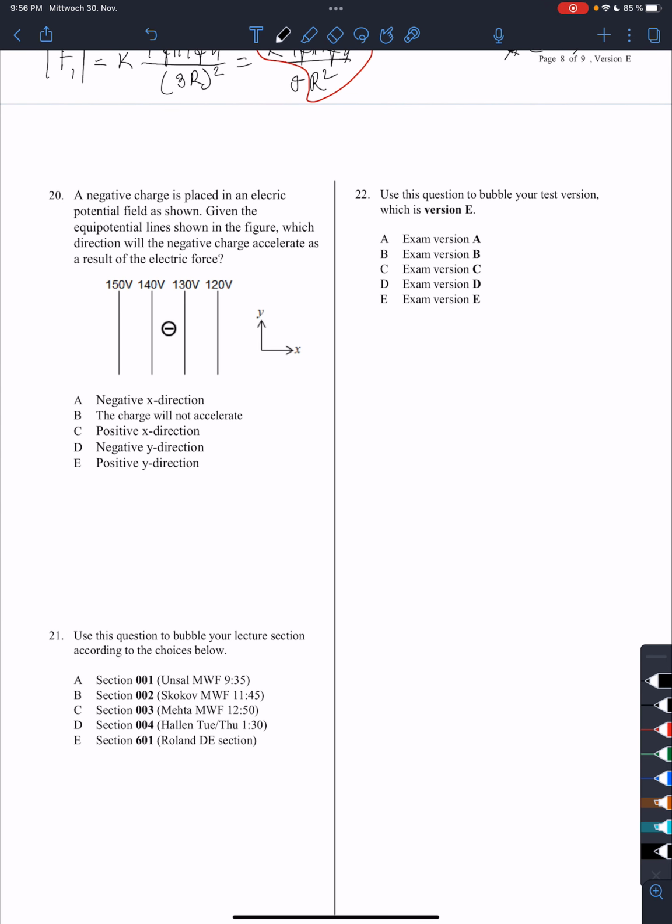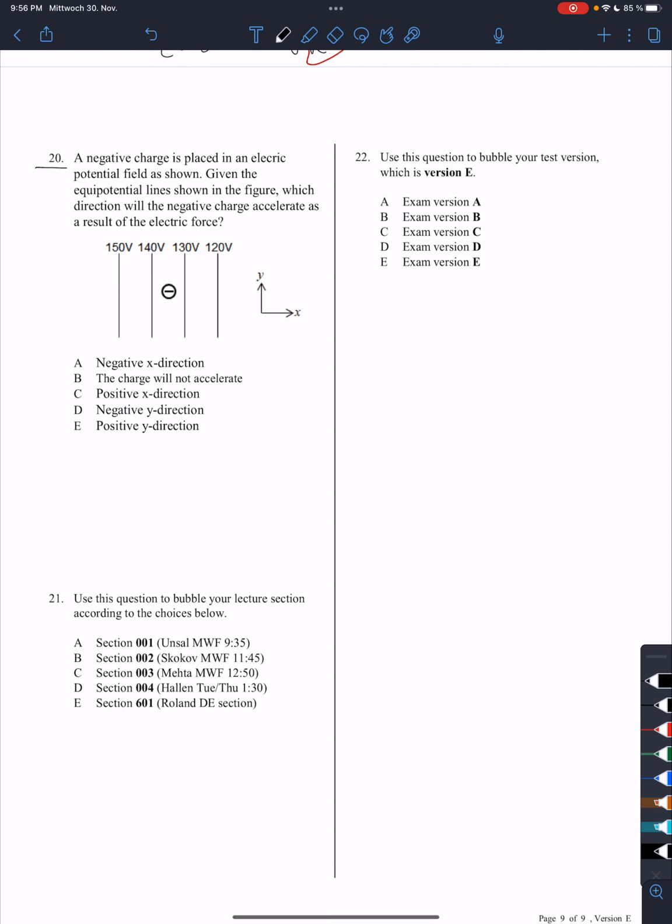Okay, let's consider the next problem. A negative charge is placed in the electric field as shown below. Given the equipotential lines shown in the figure, which direction will the negative charge accelerate as a result of the electric force? Very good.